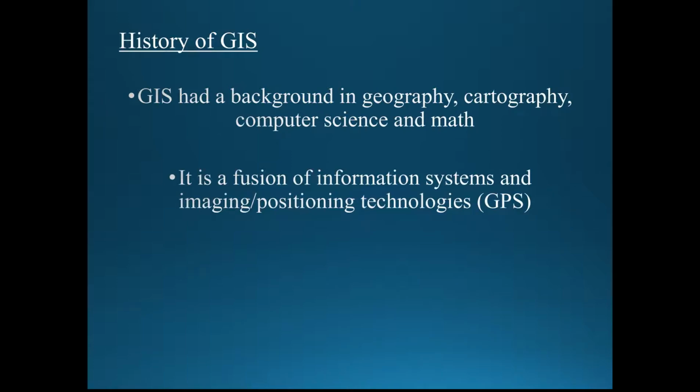GIS has become a fusion of information systems and imaging and positioning technologies, such as GPS. We're taking traditional databases and we're giving them spatial attributes, we're giving them spatial information, and being able to then visualize information that's in there that's not spatial by default, but it is spatial by association.